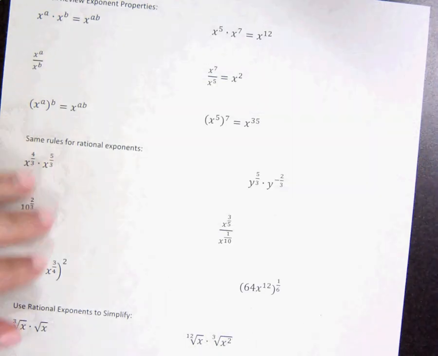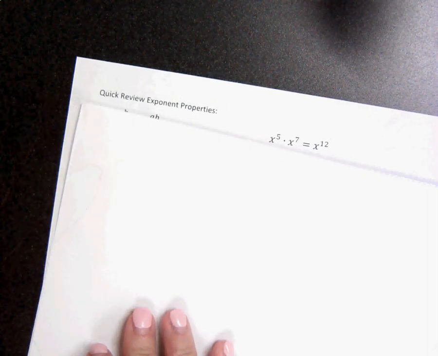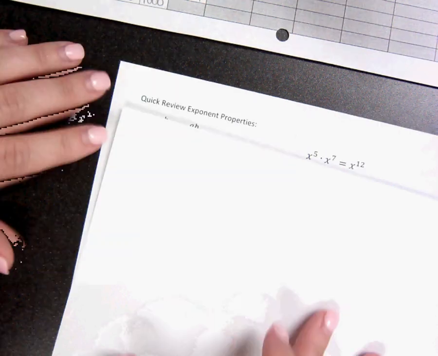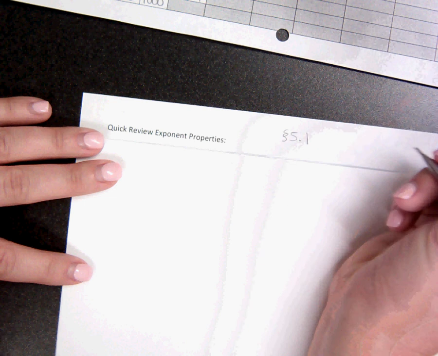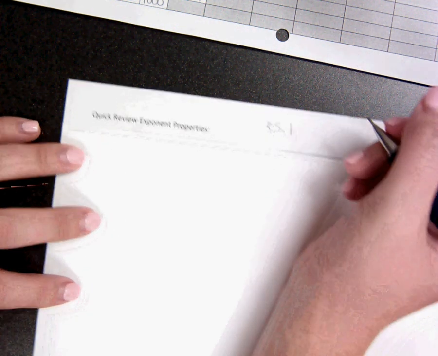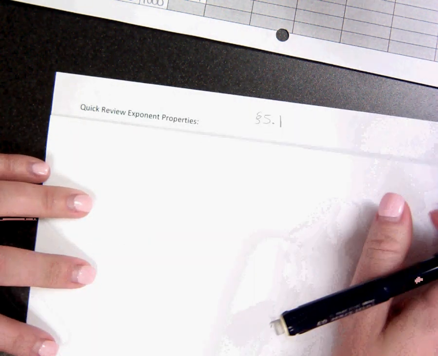Let's keep going here. The next part is just a quick review of our exponent properties. You should be familiar with these already. If not, remember they're in section 5.1 of your textbook, or you can Google them, that's fine too. You want to be familiar with your exponent properties.